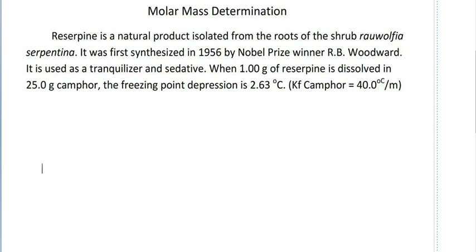So molar mass determination is the last bit of this. And all it is doing is a little bit of a continuation from freezing point or boiling point. I'm going to give you examples today for freezing point depression and how that's used to figure out a molar mass of something. So that's going to be your unknown. And I try to give some examples here today that are very realistic and applicable, so maybe you're interested in one or the other. The first one, reserpine, is a natural product that actually comes from the roots of a shrub.